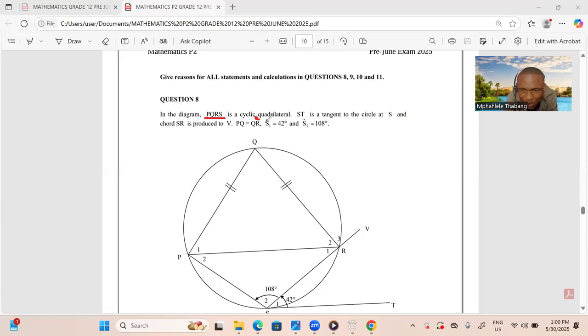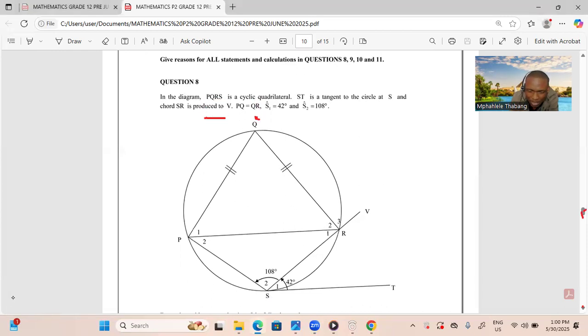PQRS is a cyclic quad. ST is a tangent to the circle at S. Let us look at ST. This is my ST. This line is tangent to the circle at S.